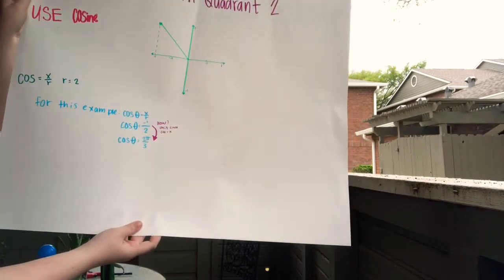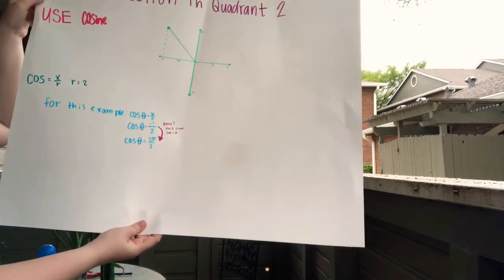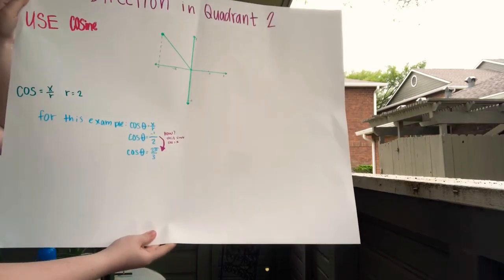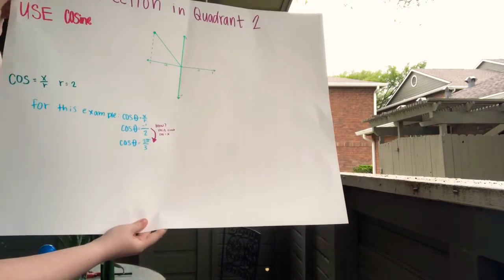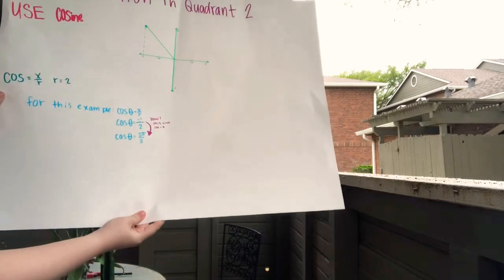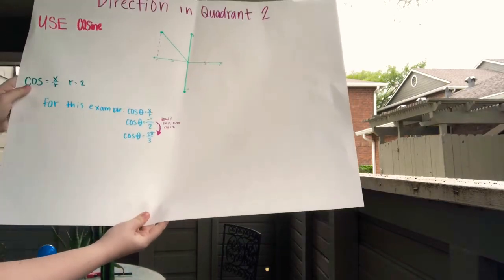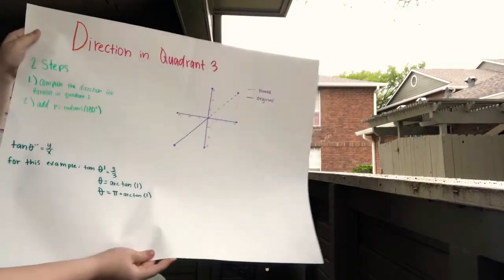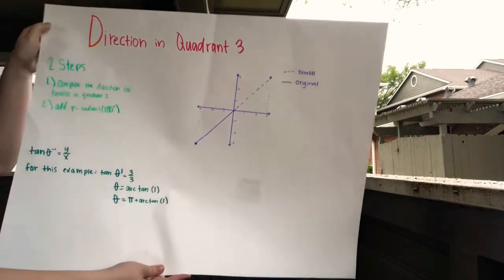How did I go from negative 1/2 to 2 pi over 3? I used the unit circle, and wherever negative 1/2 was x on the unit circle, that would be our new cosine angle measurement. The third quadrant is just a little bit harder.